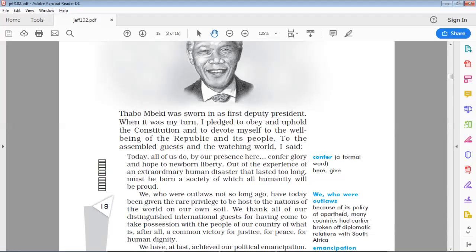To all of them, I want to give liberty, and this liberty is newborn. After so many years, they had got the liberty to live in their own way. Out of the experience of an extraordinary human disaster that lasted too long, this human disaster means people used to torture them, they used to do any harm to them, and it lasted for so many long years, must be born a society of which all humanity will be proud.